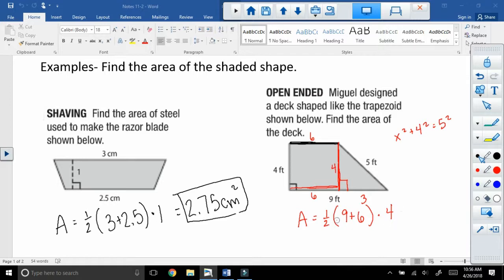So what do you get? What would that answer be? What would it be? Should just be 30, and that's square feet. So any questions on that? Okay, let's move on then.